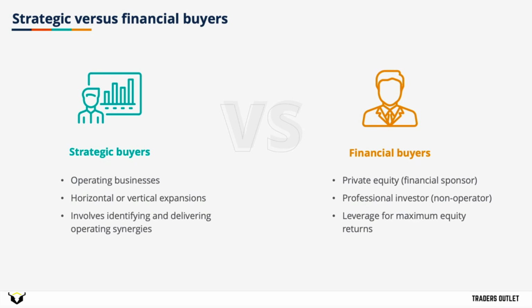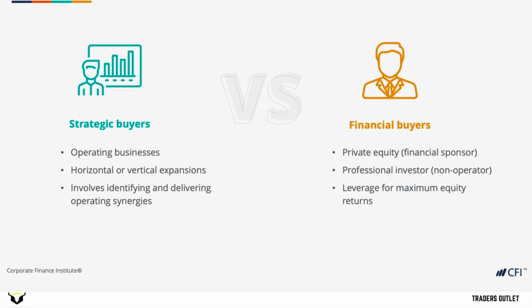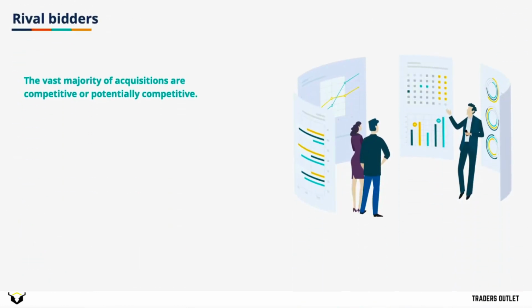It's not clear and it cannot be generalized as to which is a better type of buyer in any transaction. Sometimes a strategic buyer can pay more because of synergies and strategic value, but sometimes a private equity firm or financial sponsor can pay more due to the leverage and the higher equity IRR that they can achieve. In either type of process, whether it's with strategic buyers, financial buyers, or a combination of the two, there are very likely to be rival bidders.